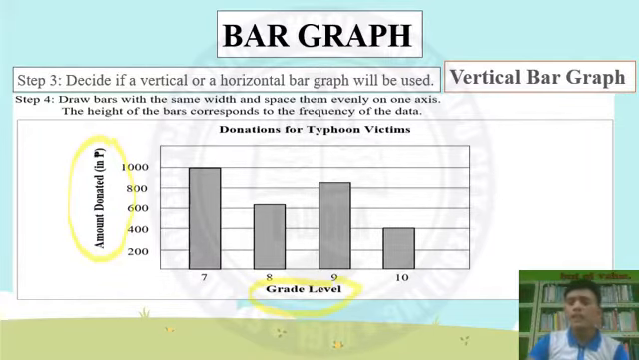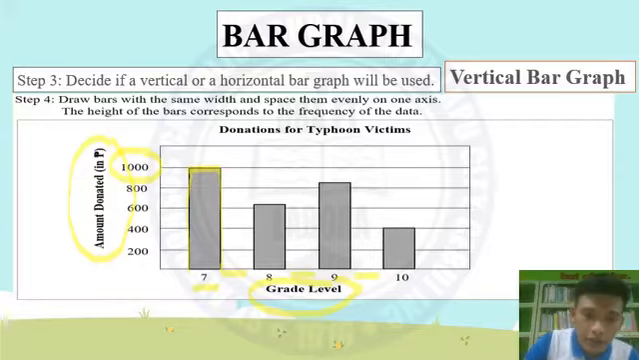Okay, so the highest amount donated is 1,000. So we will range at the maximum of 1,000. So grade 7, in the given, donated 1,000 pesos. So from this point, going to this one, so you draw. Make sure that they have the same scale, the interval.